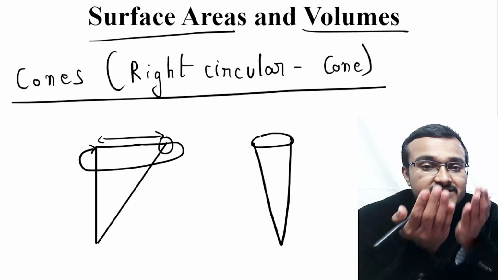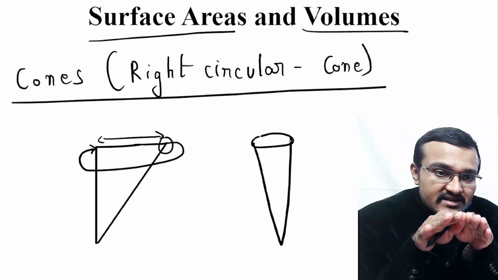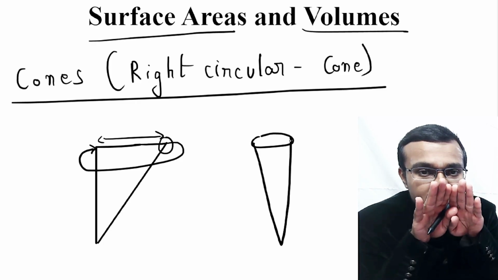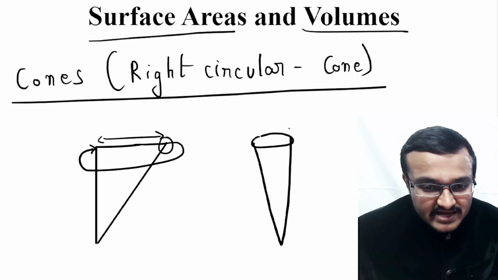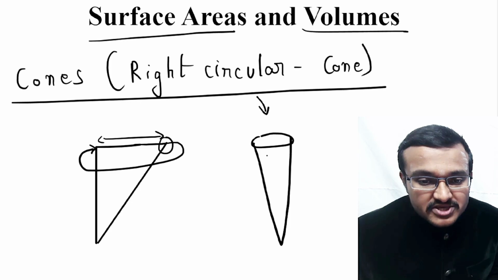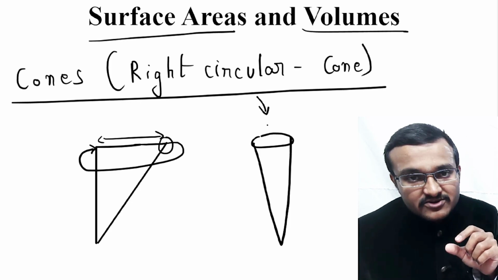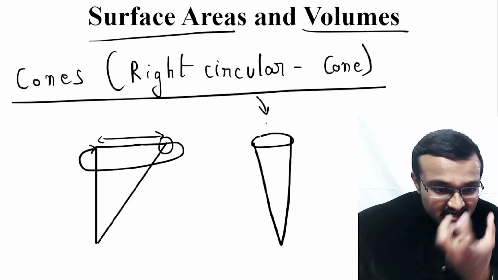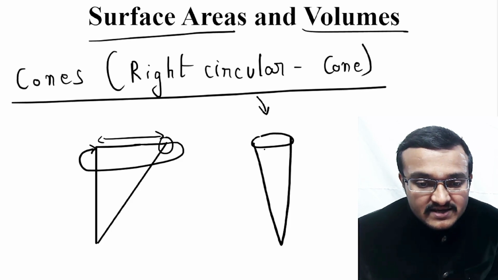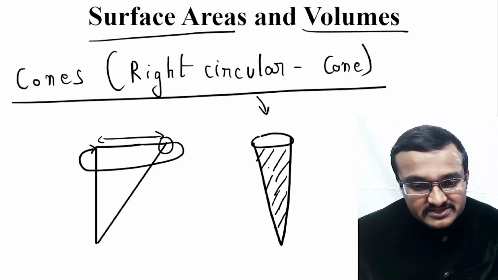Here the right angled triangle is curved in such a way that the two ends of the base of that right angle triangle are meeting with each other. That forms a right circular cone. Now if you want to calculate the curved surface area of this right circular cone, what do you mean by curved surface area? The surface which is curved is known as the curved surface area.